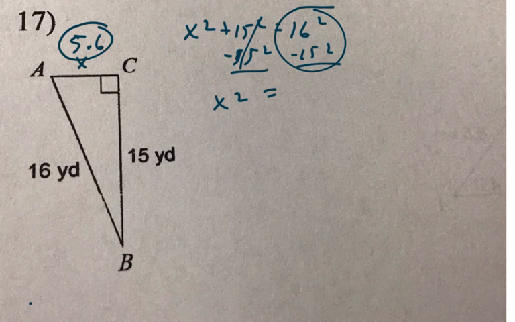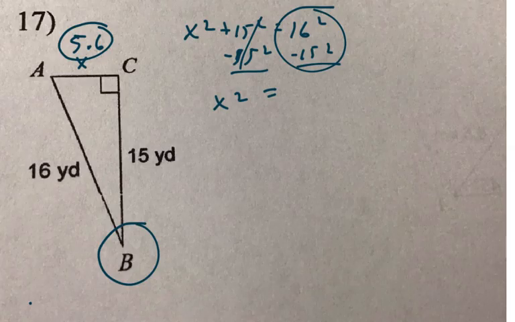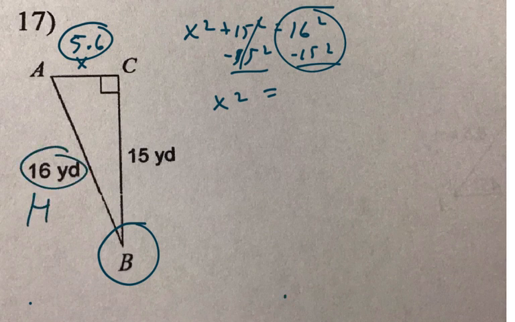Now, which angle are we going to find? Well, why don't we find angle B here first? Let's see if that's what I did. Yes, I did. Hold on. Yes. So I could have also found A first, but with B, notice the 16 is my hypotenuse.